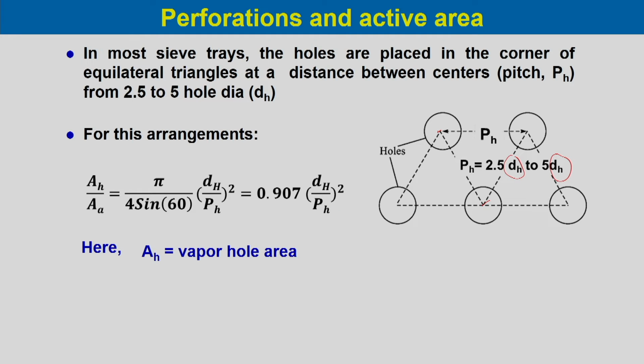So, A_H is the vapor hole area and A_A is the tray active area. Now, we need to know the downcomer geometry.